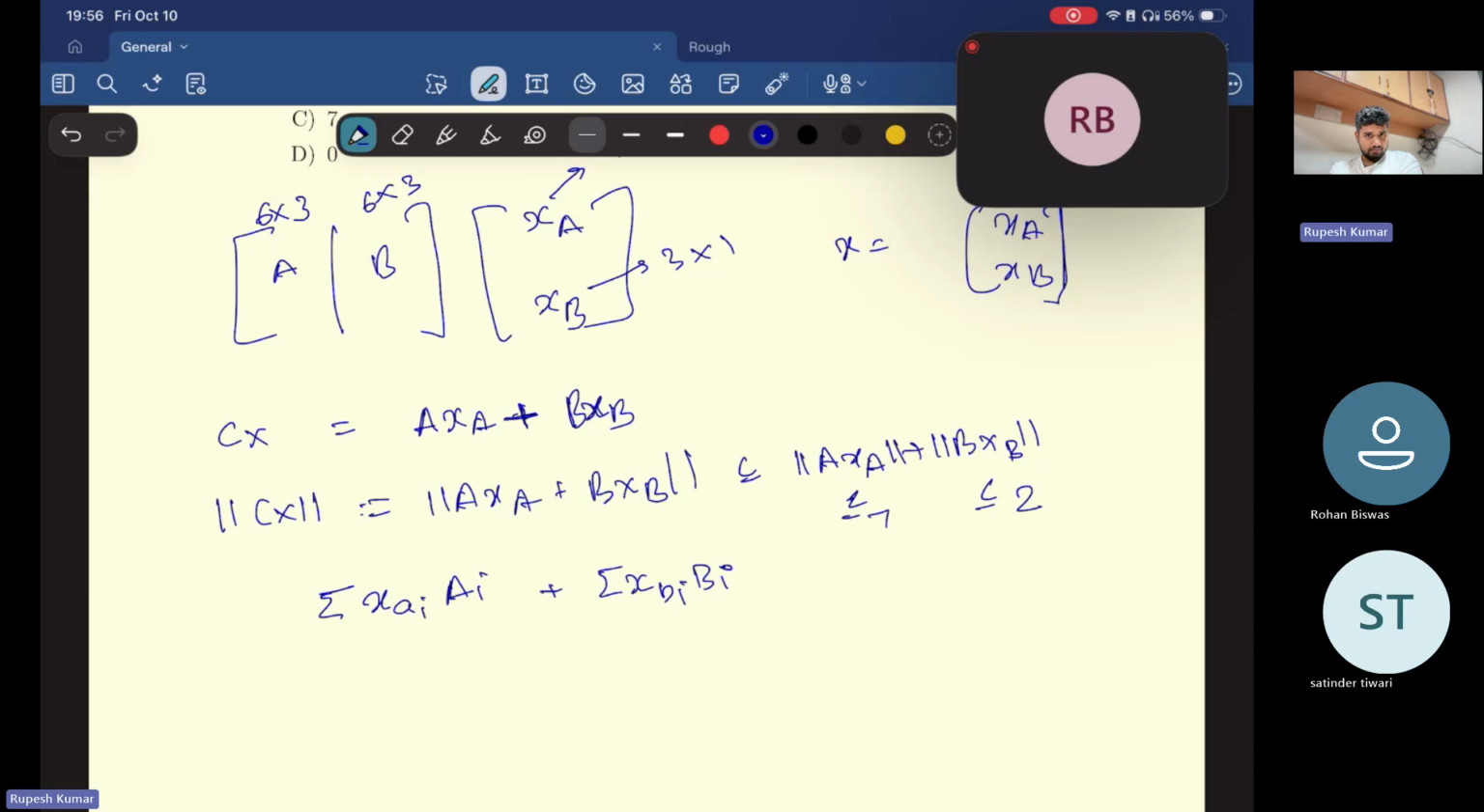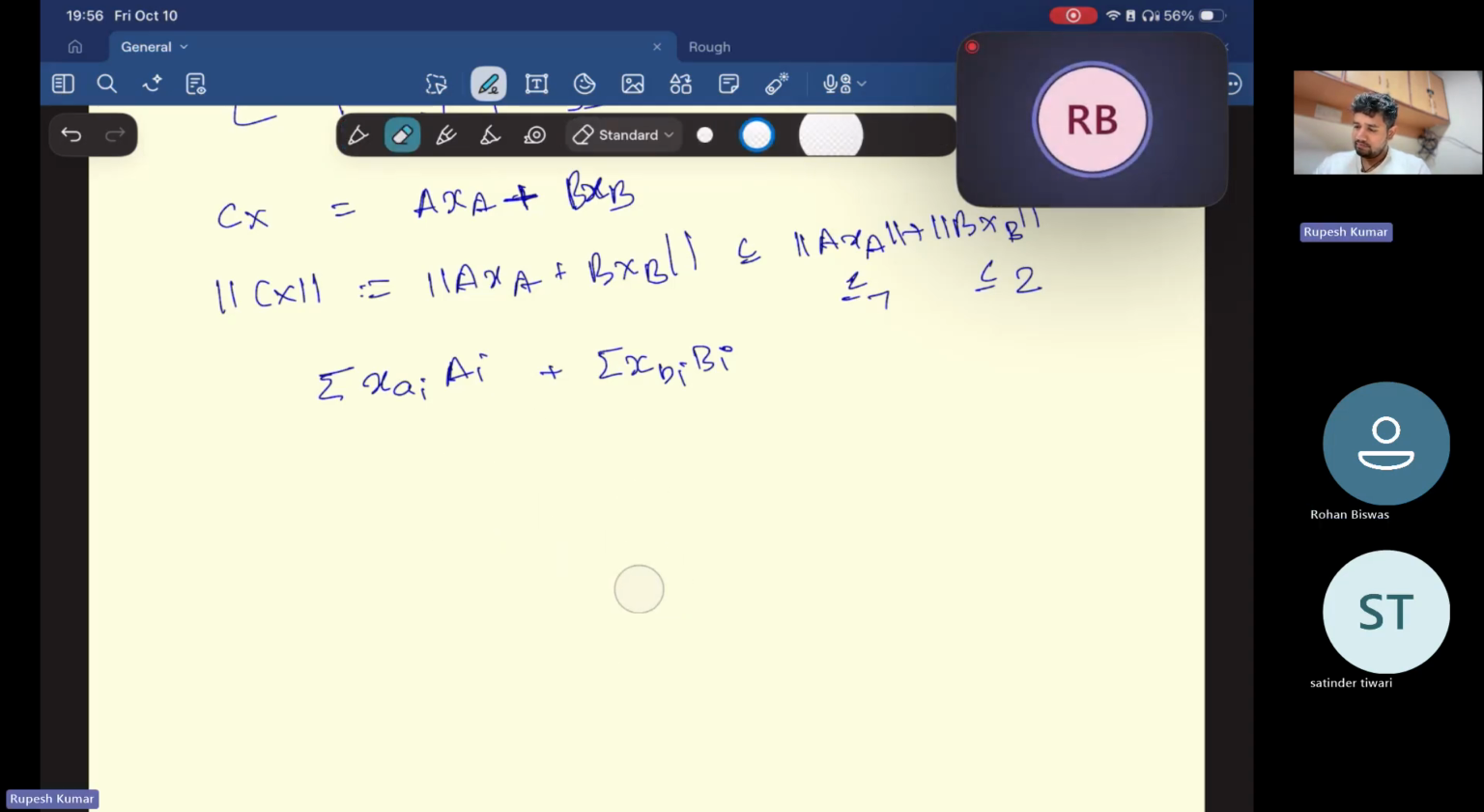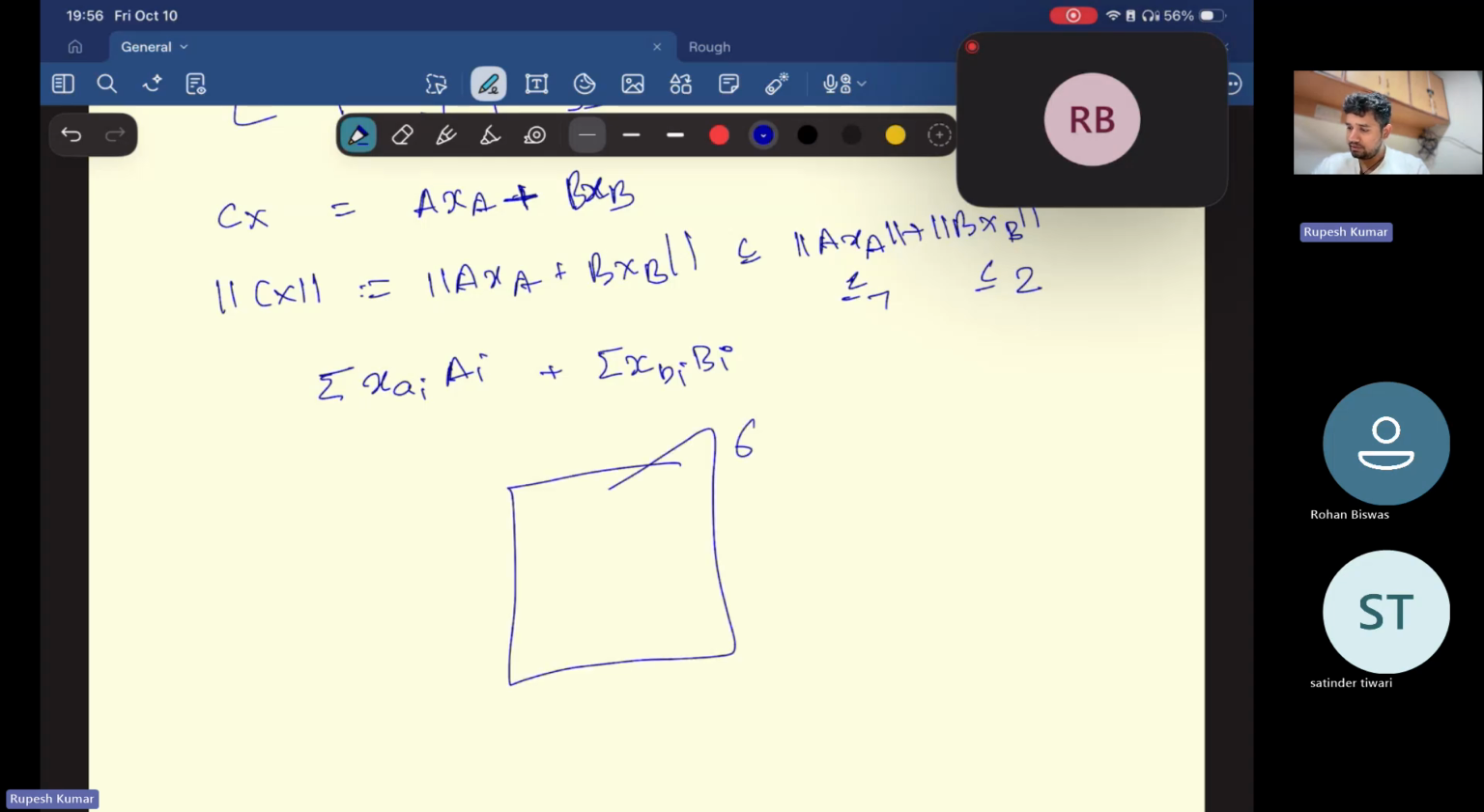Let's say if both the column vectors are orthogonal, right? Orthogonal in the sense that A is spanning this space, which is perpendicular to this space. Let's say this is R6 space. So A is this, and then B is this, and the only intersection is zero, right?